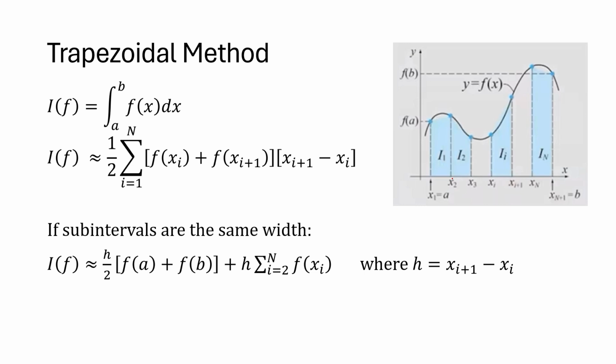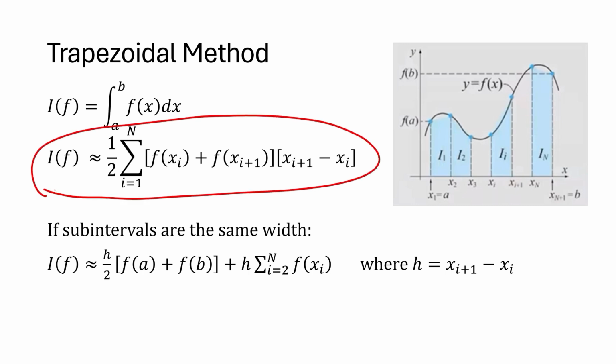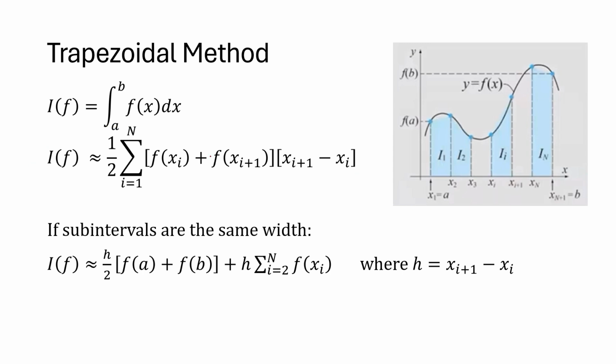And here's a quick overview. Over here, we can see the general equation for the trapezoidal method. F(xi) is going to be your first data output point, and F(xi+1) will be your next. This quantity is then multiplied by the width of the interval, which is xi+1 minus xi.